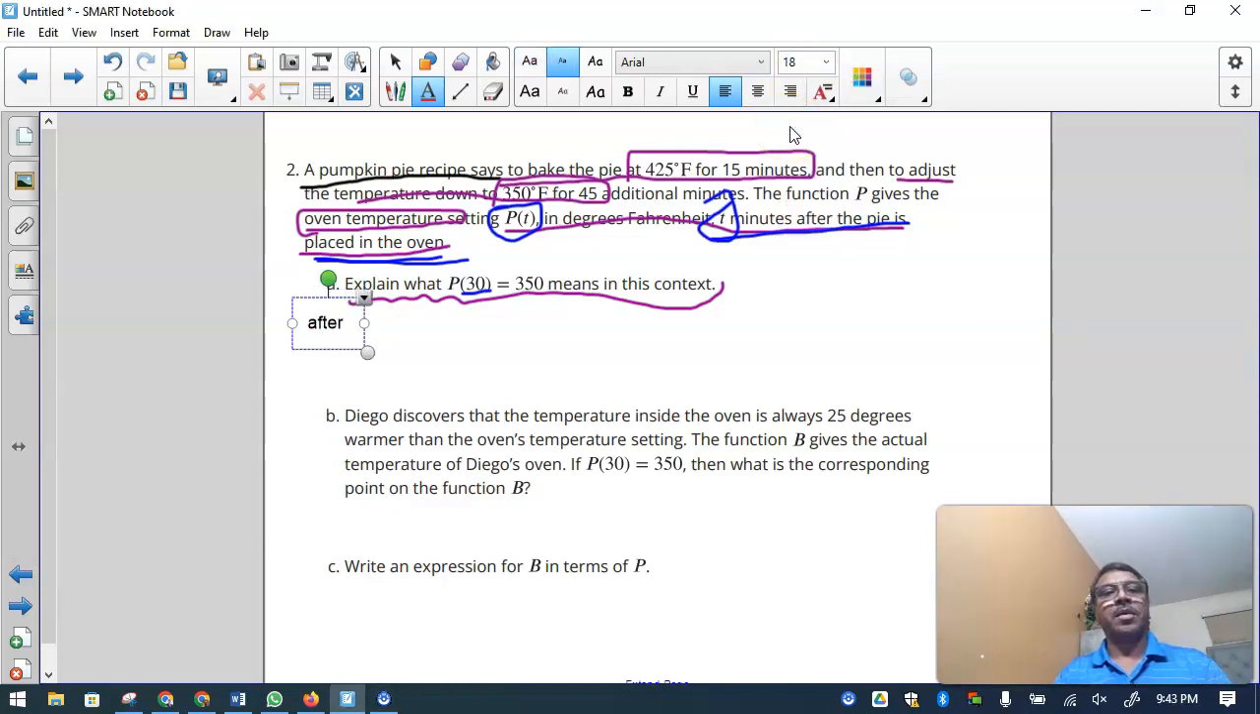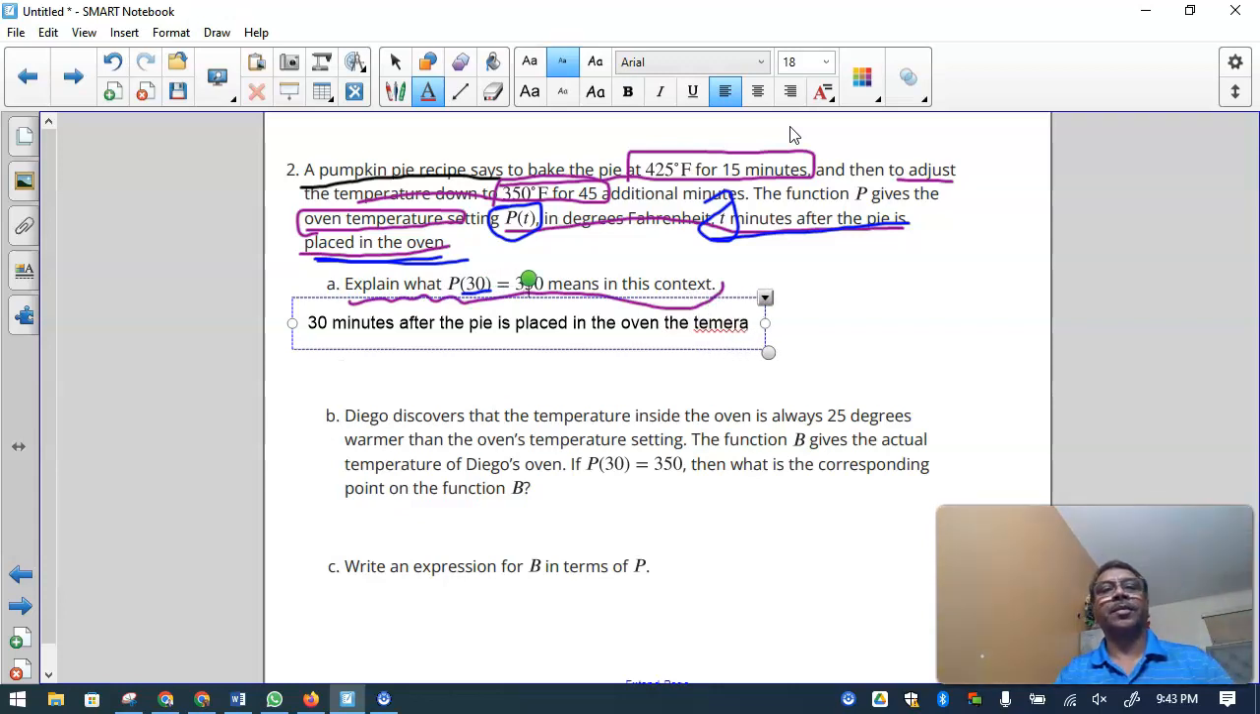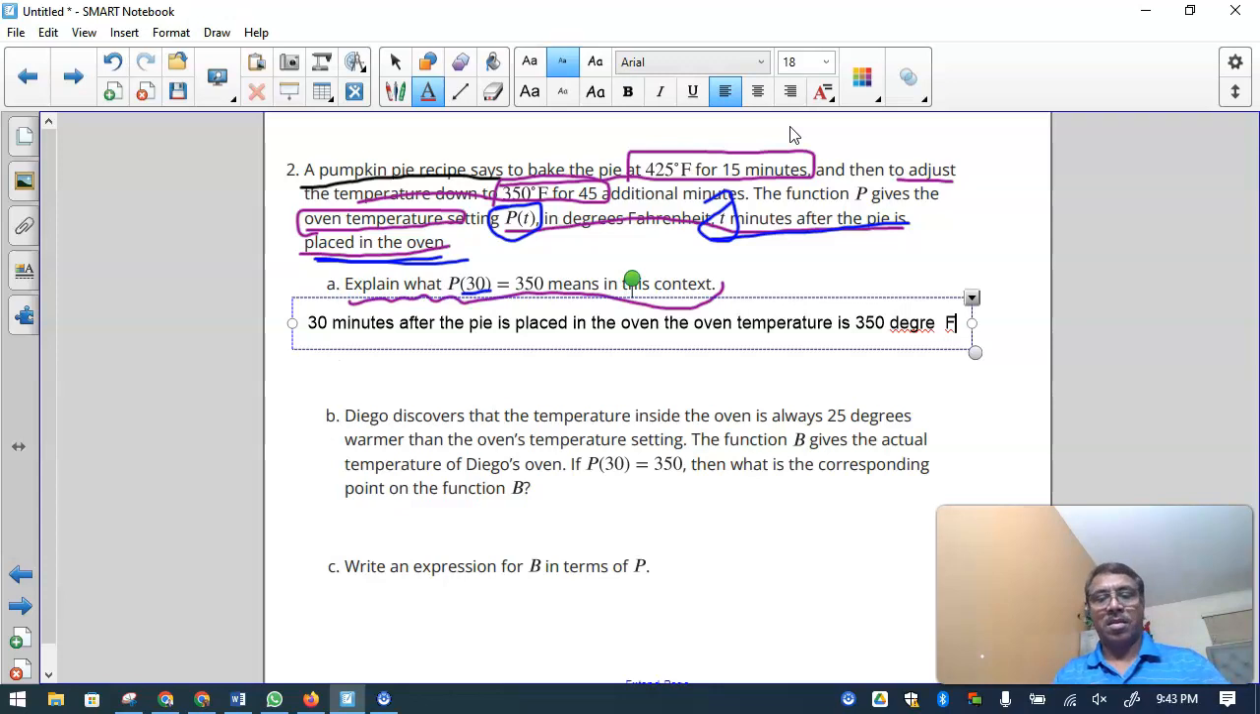So after 30 minutes, or you can say 30 minutes after, that's better English. 30 minutes after the pie is placed in the oven, the oven temperature is 350 degrees Fahrenheit. Makes sense? That's all you're supposed to write here. 30 minutes after the pie is placed in the oven, the oven temperature is 350.